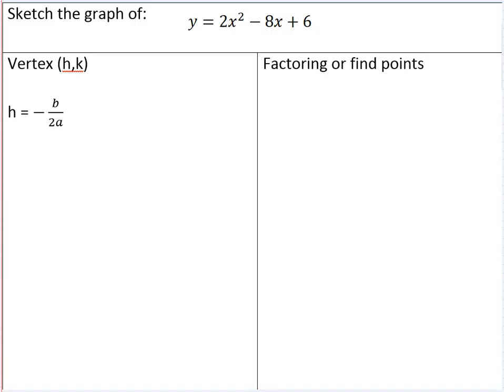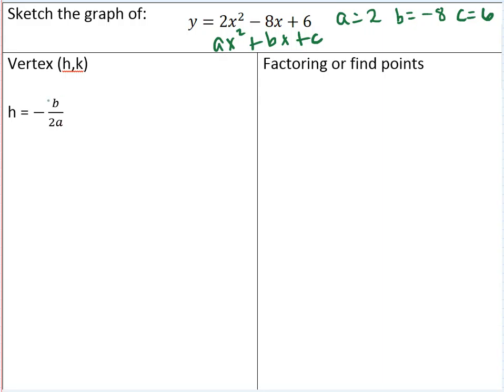Alright, let's take a look at graphing 2x squared minus 8x plus 6. Let's start by labeling ax squared plus bx plus c. This tells me that a is 2, b is negative 8, and c is 6. So let's plug that in.